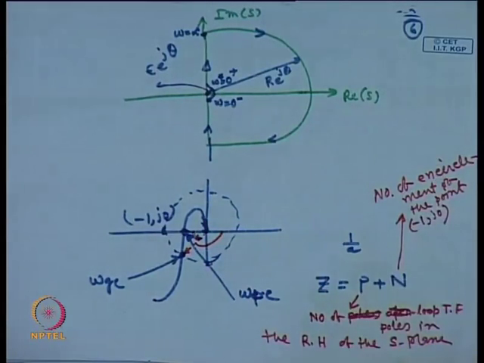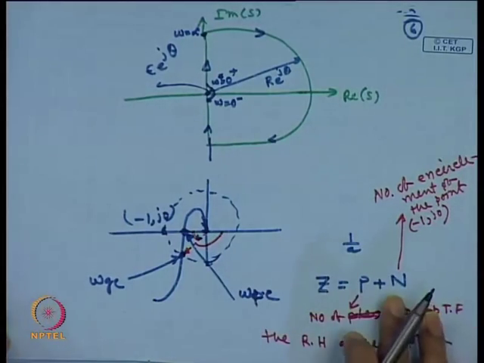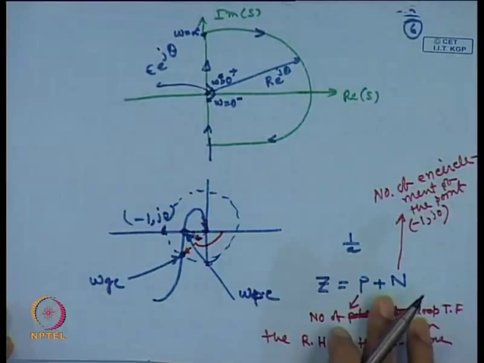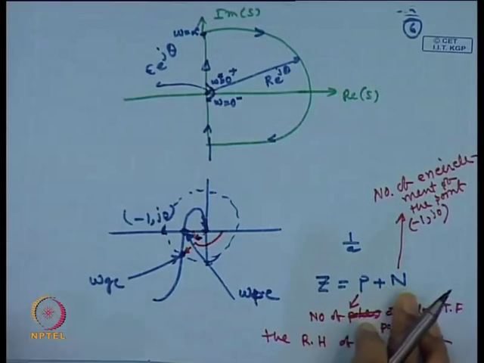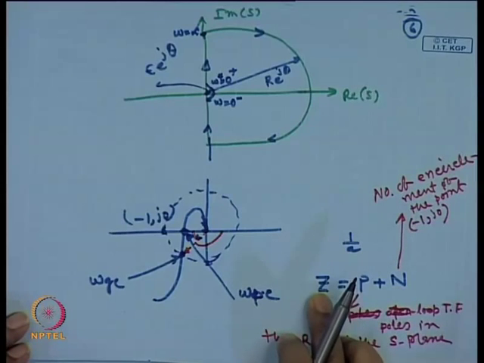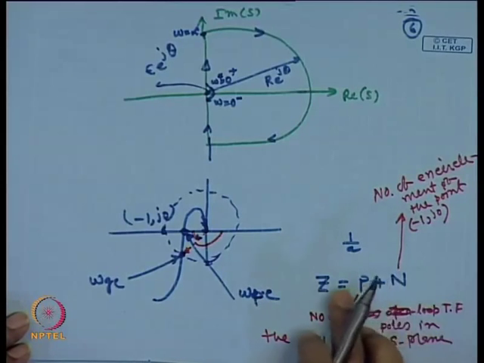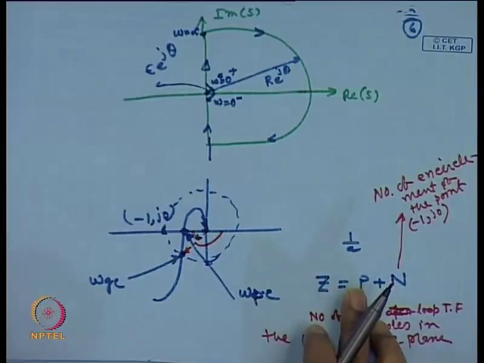Suppose there are no open loop poles in the right half of the S plane, that is, P is 0. Then if N does not encircle the minus 1 point, N is also 0. So P is 0, N is 0, so Z is 0. Z equal to 0 means there are no closed loop poles in the right half of the S plane.